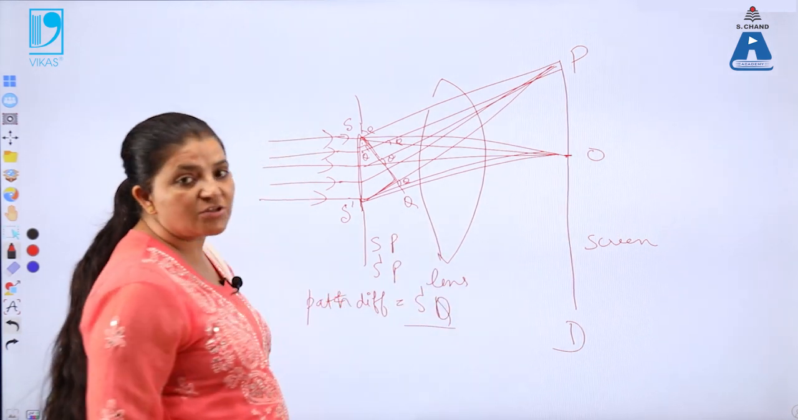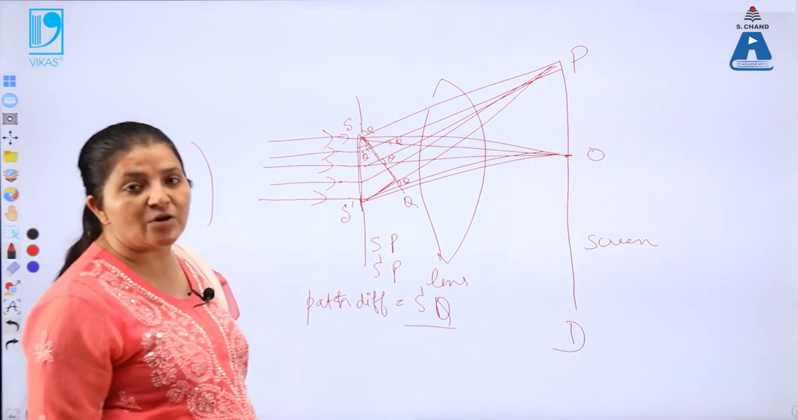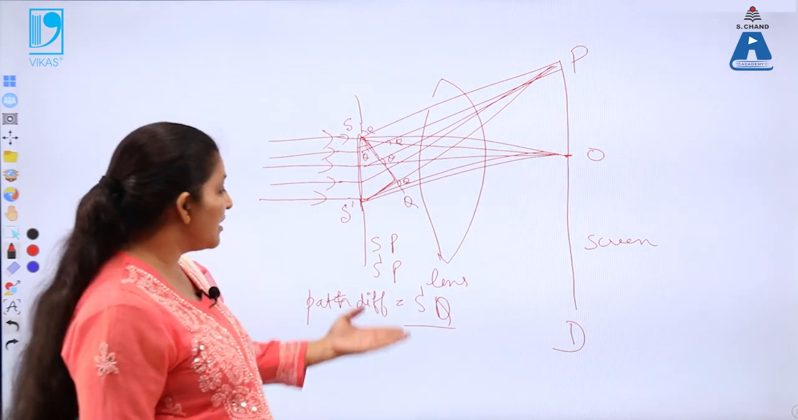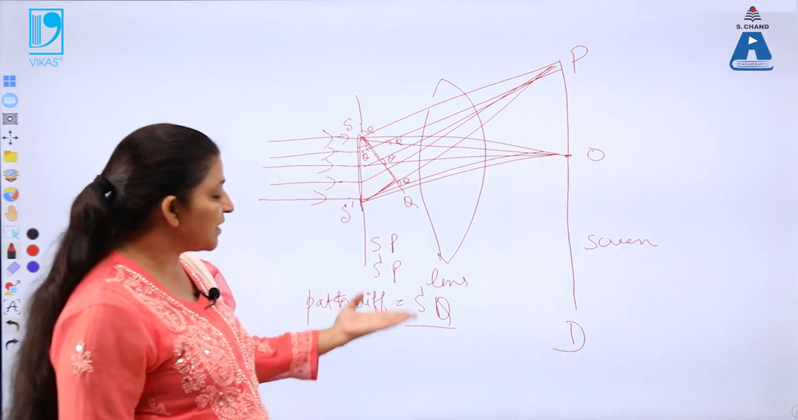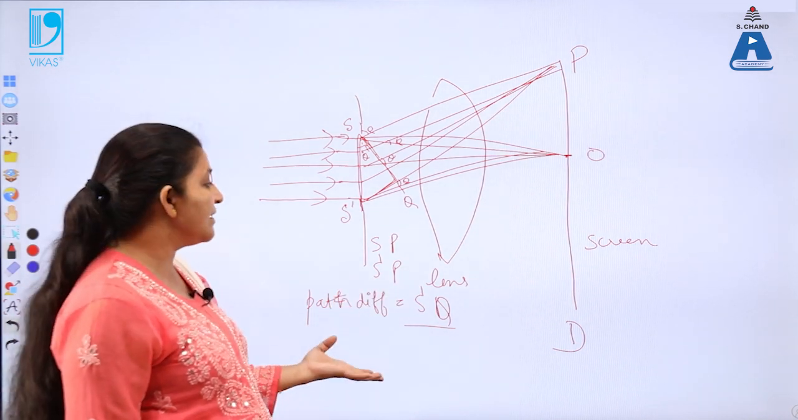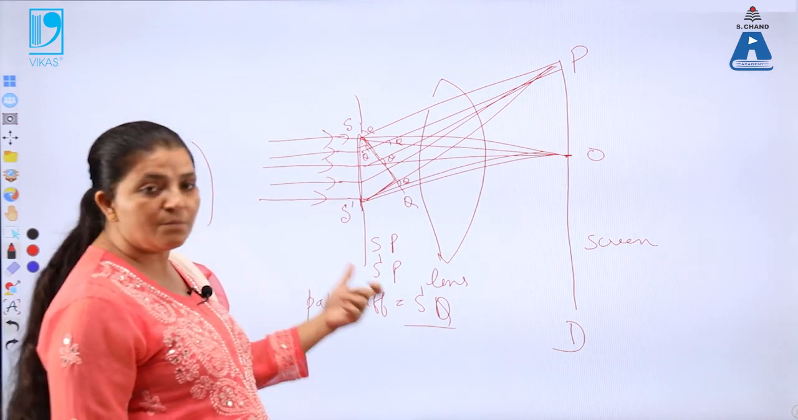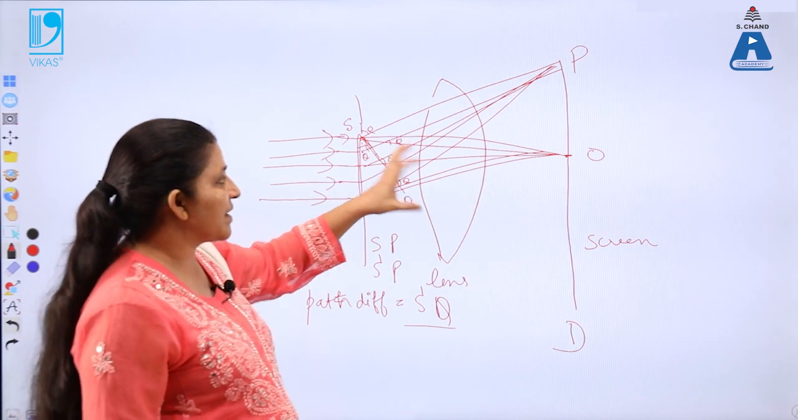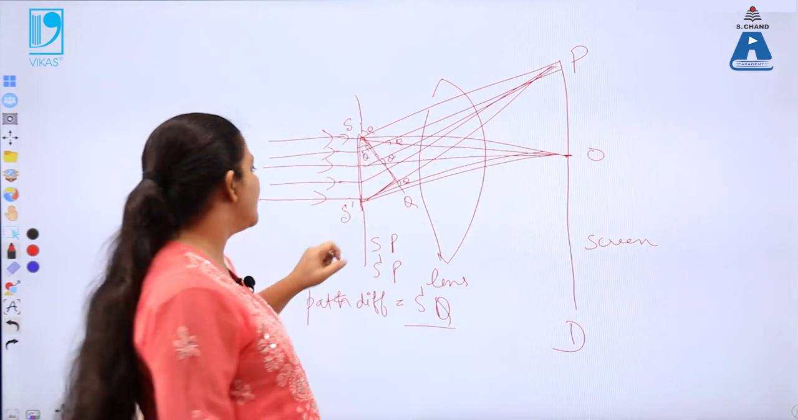Now depending upon the path difference, if this path difference equals an integral multiple of lambda, then that will be the condition of maxima. And if this path difference equals an odd multiple of lambda by 2, then that will be the condition for minima. So depending upon that, we are getting either maxima or minima. So this is the Fraunhofer type of diffraction.